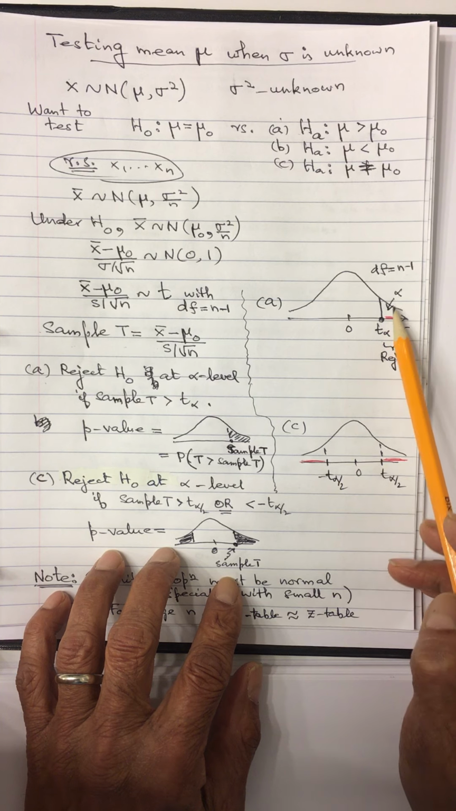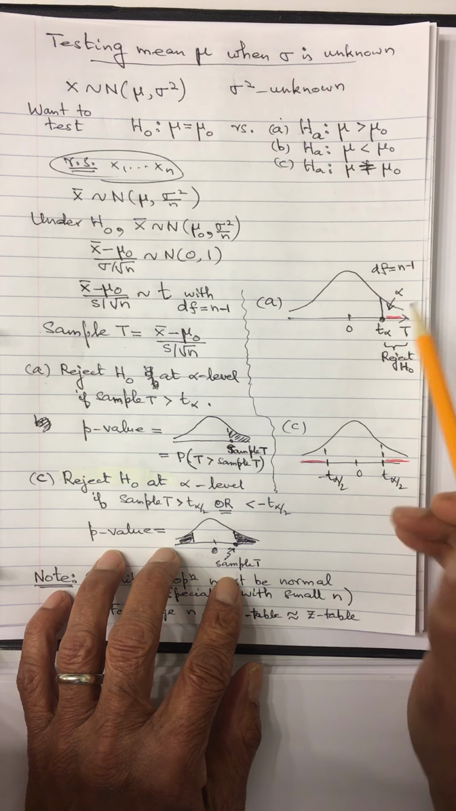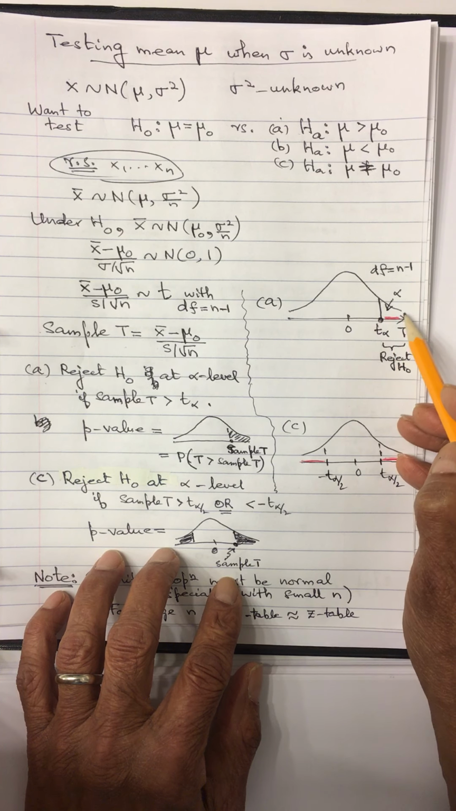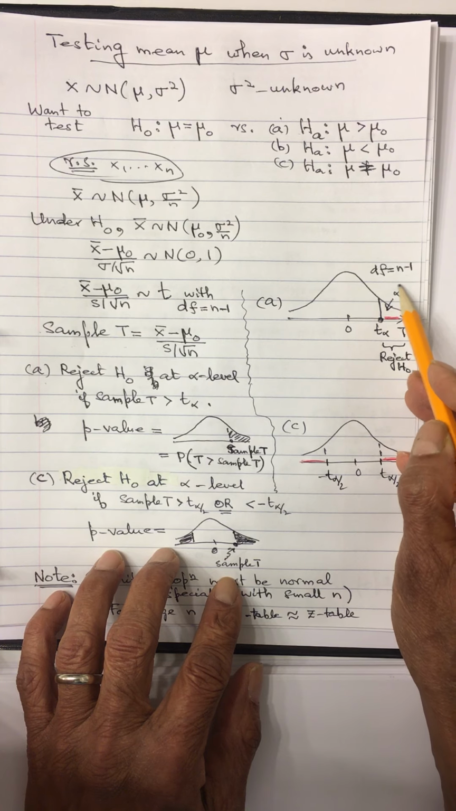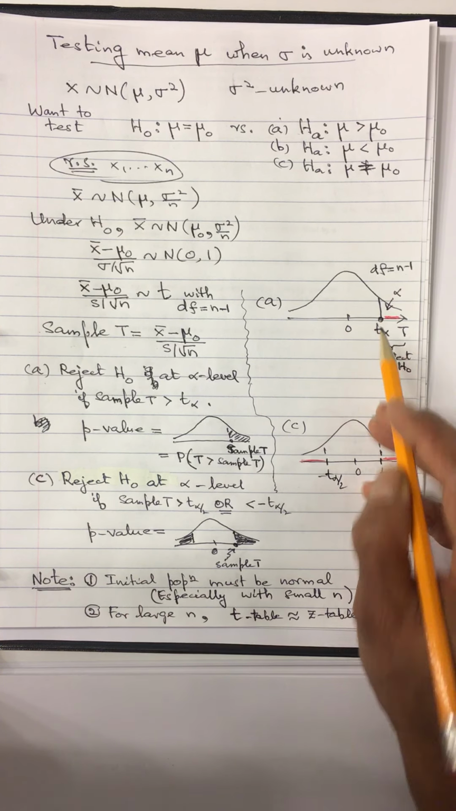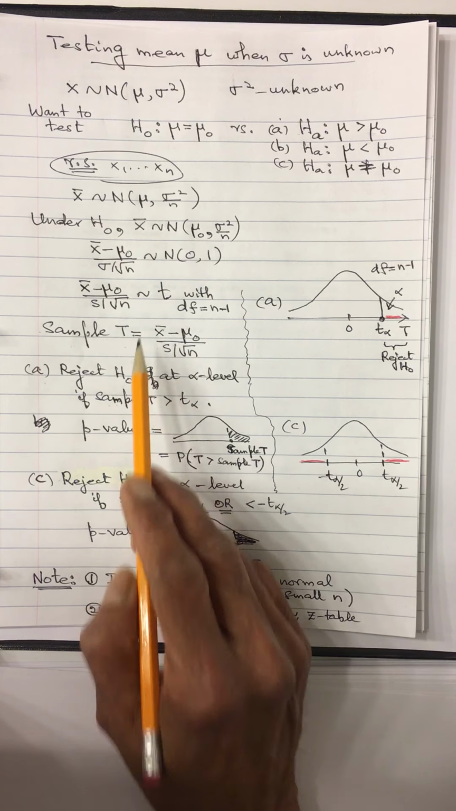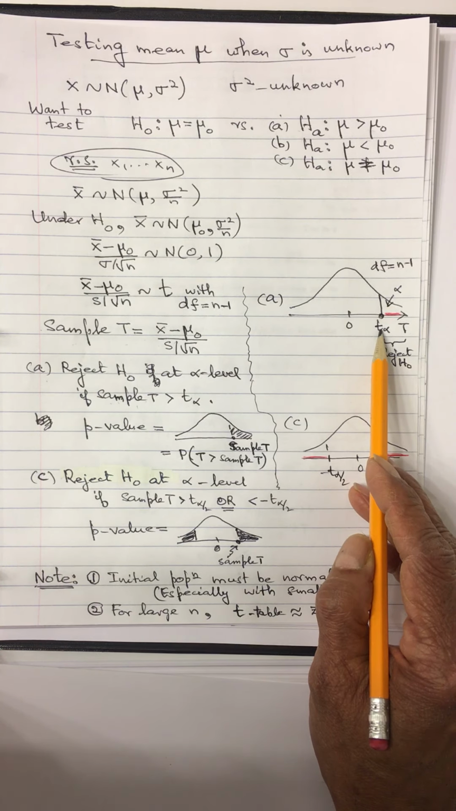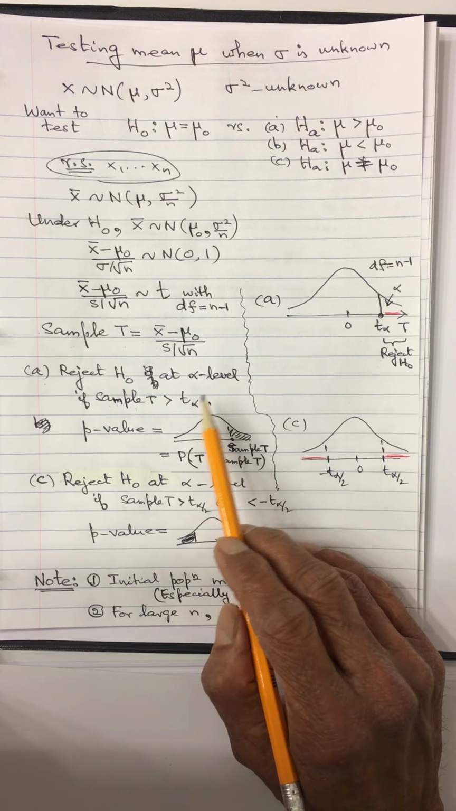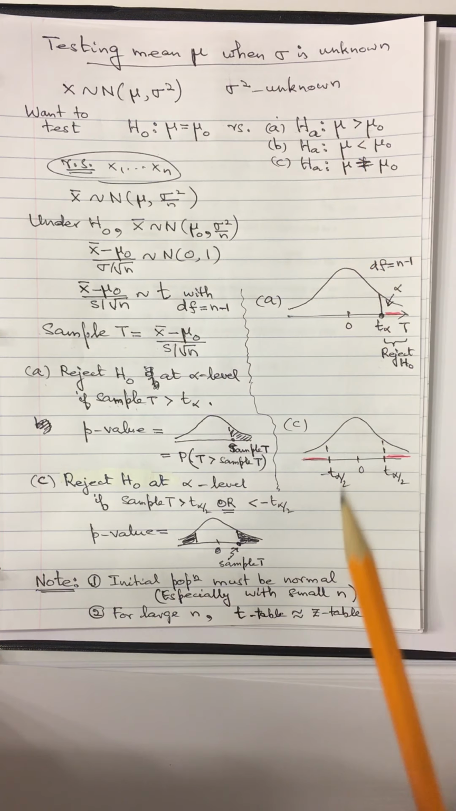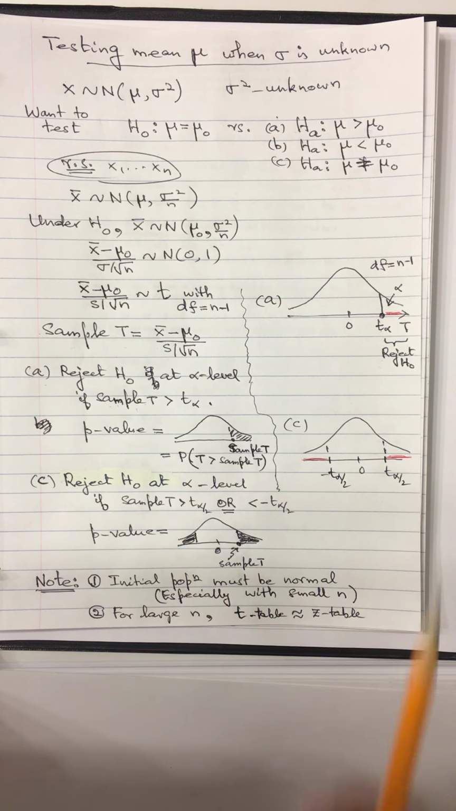You need to pick that for a given alpha level, the type 1 error. You need to find the t table value such that the area to the right of that value is alpha. If the sample t is bigger than that cutoff, which is the rejection region of the null hypothesis, then we reject the null and accept the alternative at that level. So that's the conclusion.